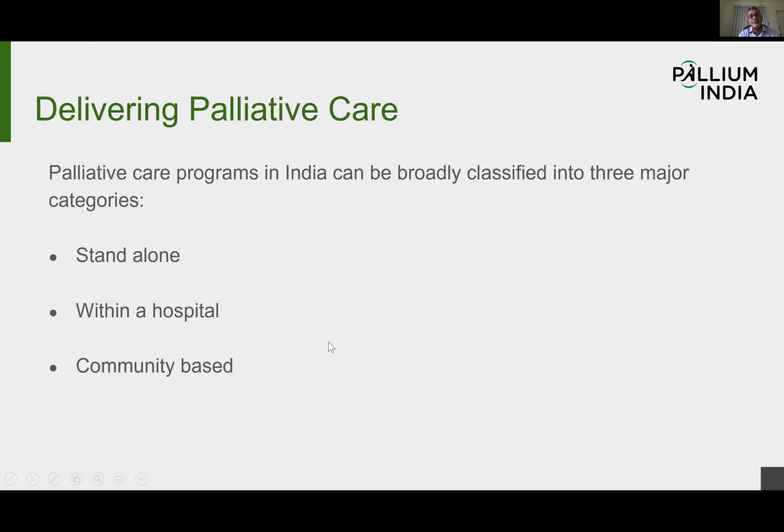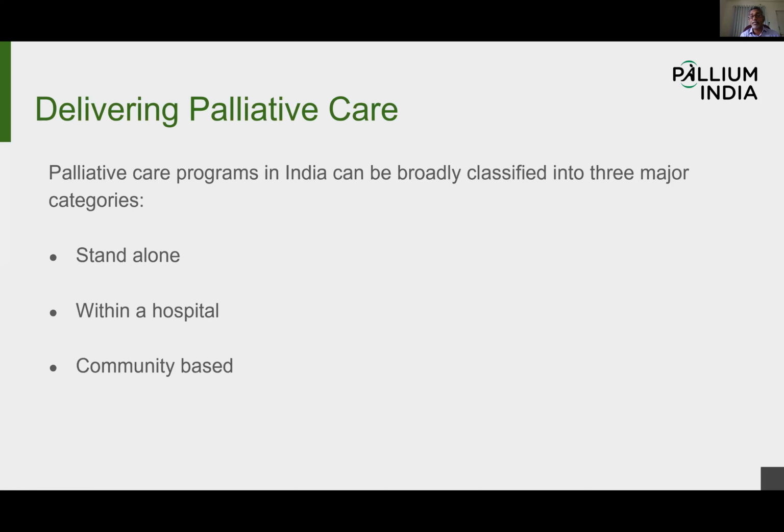This is a very broad classification, I would say. When we are talking about delivering palliative care, it could be from within a hospital, where all kinds of specialties are available, and you have palliative care also as a specialty. It could be an NGO like Pallium India, which is standalone, offering inpatient facility and also home care and other services.